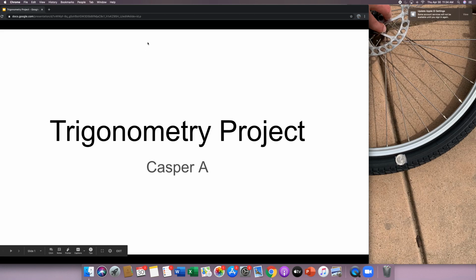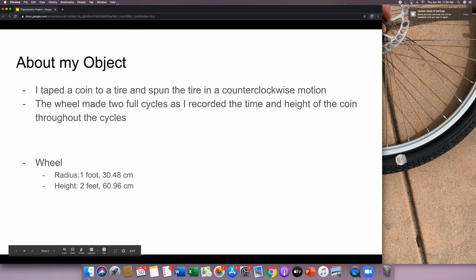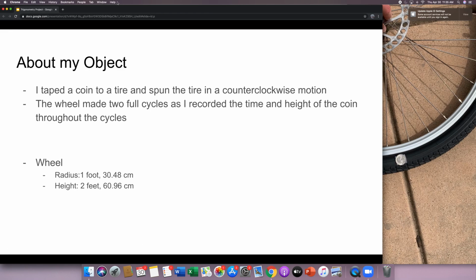This is my trigonometry project by me, Casper, about my object. So I used a bike tire wheel and I taped a coin to it and I spun the tire in a counterclockwise motion.